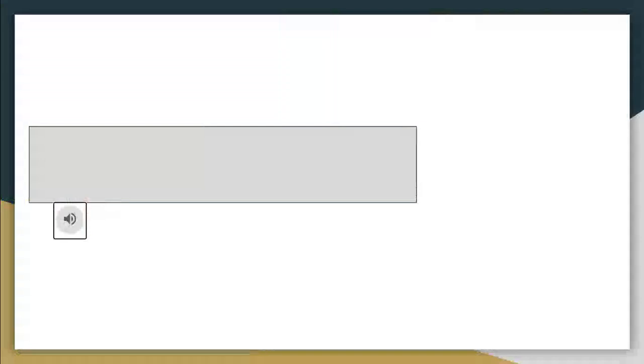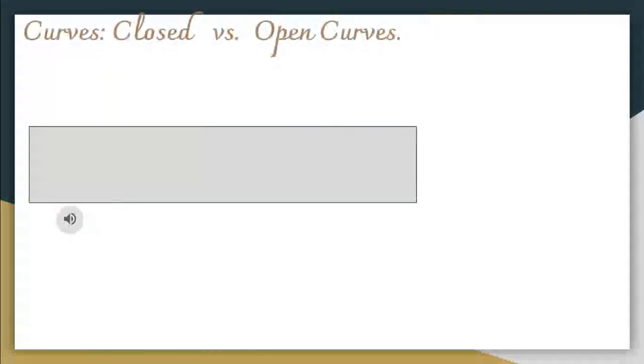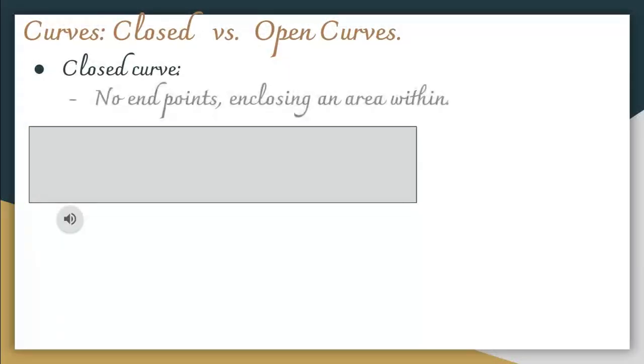Next our topic is curves: closed versus open curves. Analyzing these shapes, we have concluded that curves can be of two types. A curve can either be a closed curve or an open curve. So, what is a closed curve? It has no end points and it encloses an area within it. Means a closed curve is one which has no end point. So basically it encloses the area within it.